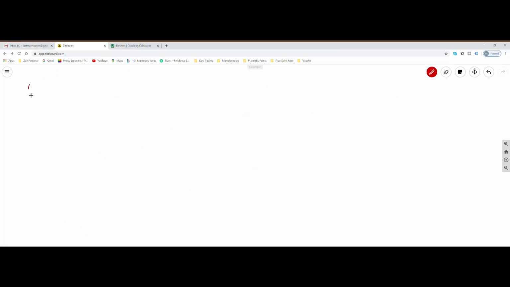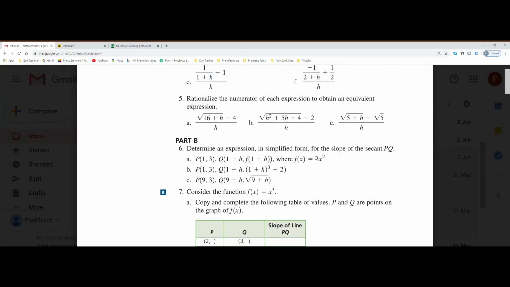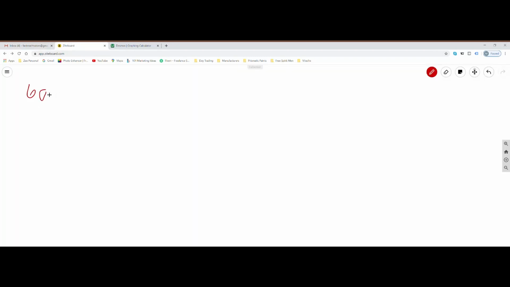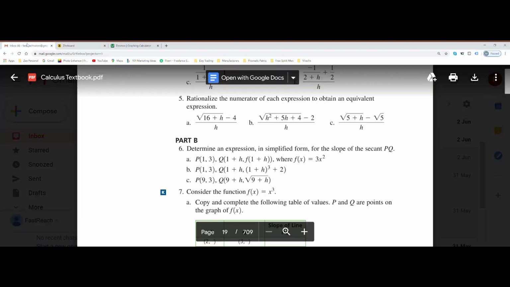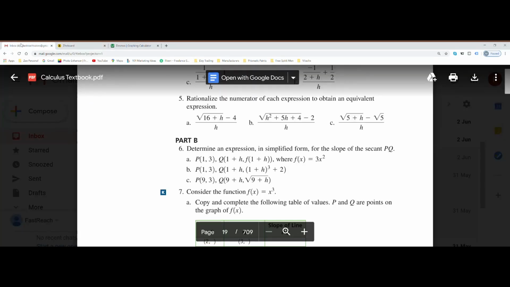Now let's do 6. Determine an expression in simplified form for the secant PQ. Remember, this is almost like the one that we did previously. You have an equation, which is y equals 3x squared, and the point that you have is (1, 3). Double check the question. Yep.